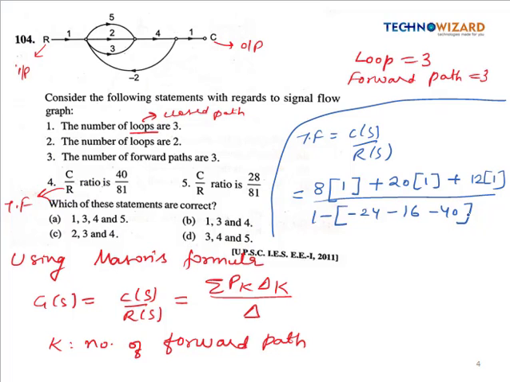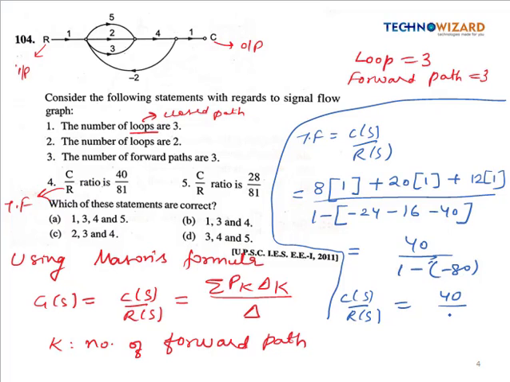Next you would write plus the non-touching loop gains, but because there is no non-touching loop present, I'm not writing that. Now you can simplify this: the numerator is 20 plus 8 plus 12, which is 40, and the denominator is 1 minus minus 80, which is 81. So we get the transfer function C(s) by R(s) as 40 divided by 81. It means statements 1, 3 and 4 are present, so option B is correct.